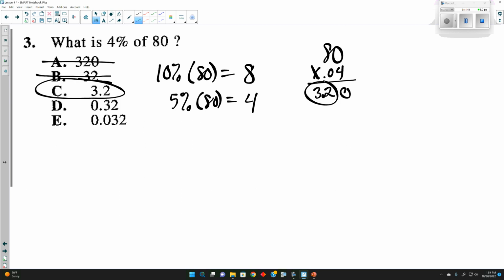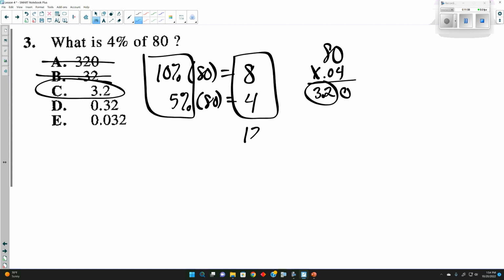Also, if you wanted to calculate, say, 15% of a number, what we just did works. Because what's 10% plus 5%? 15, yes? 8 plus 4 is 12. Easy way to calculate percentage.